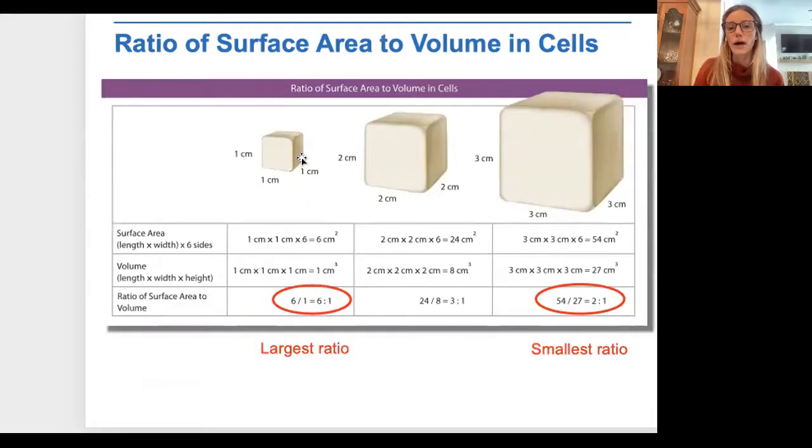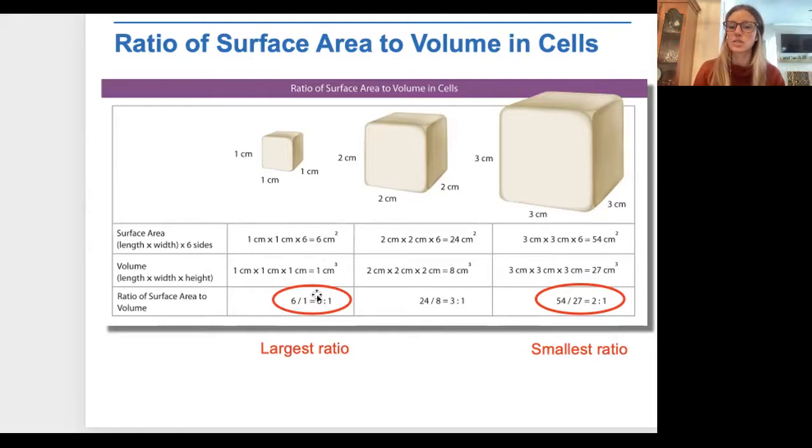So out of these cubes, to find the surface area to volume ratio, you're going to have to find your surface area first. The surface area is going to be the outside. So you're going to do your length times your width times how many sides of the cube there are. So this one would be 1 times 6, because there's 6 sides to the cube. So we get 6 centimeters. The volume would be length times width times height, because you're trying to find out how much is inside the cube. So 1 times 1 times 1 is 1. So 6 divided by 1 is a 6-to-1 ratio.